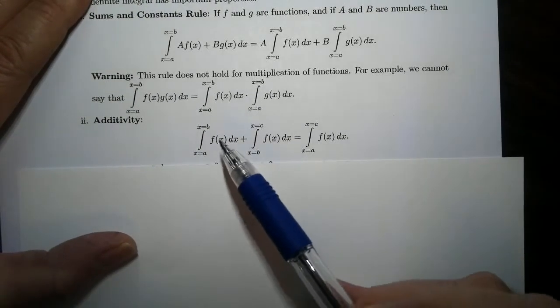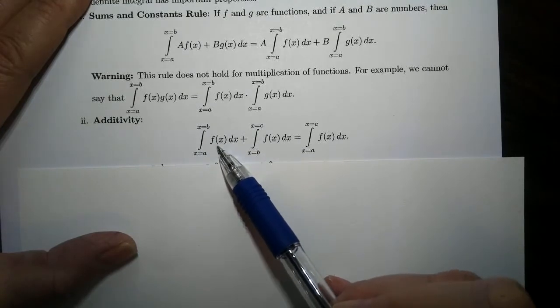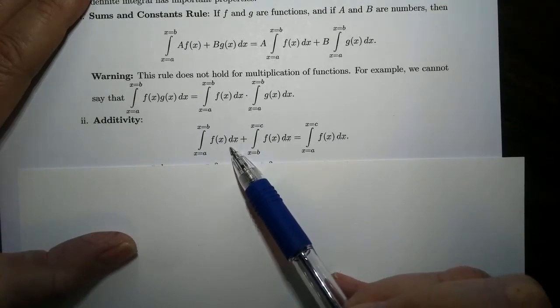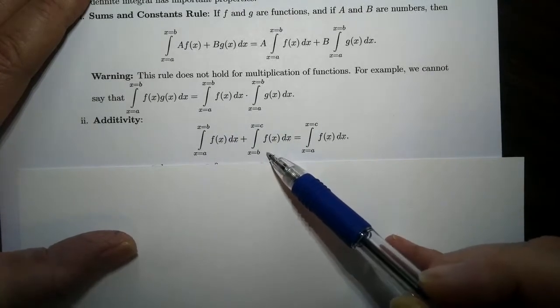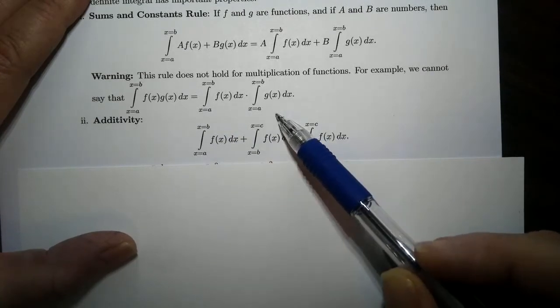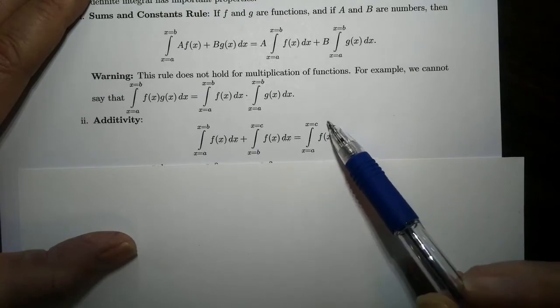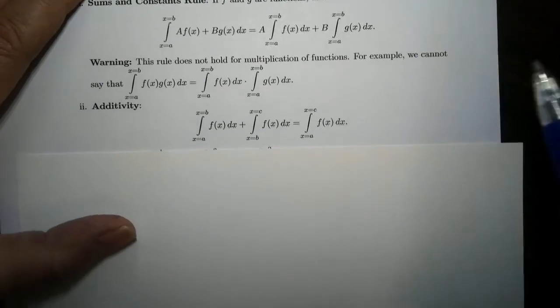Additivity. If we are looking at the area bounded by the graph of the function, the x-axis from x equals a to x equals b, and we're adding to that the area bounded from b to c, it's the same as the area bounded from a to c. So we call this additivity.